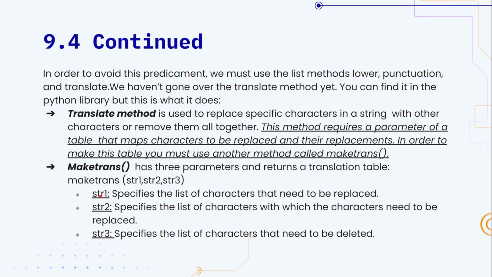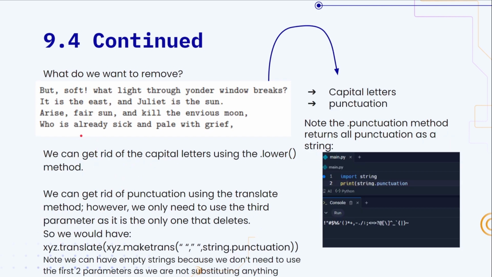In this case, we're actually not going to be using string 1 and string 2. We're going to leave them blank as parameters. We're going to be focusing on deleting stuff. And what are we going to be deleting? We're going to be deleting punctuation. We already established that we want to remove capital letters and punctuation. We could remove the capital letters using the dot lower method. But how do we remove the punctuation? Well, we already said that we're going to use translate and then makeTrans.